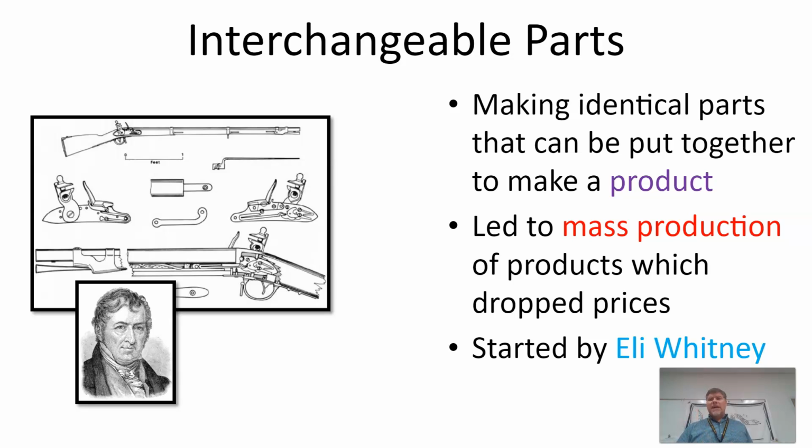What interchangeable parts does is make mass production possible. You can produce all the parts as long as you can do it very precisely. You can produce all the parts that you need, and then you can put the guns together rapidly, and so therefore you can produce a lot more, and therefore it's a lot cheaper.